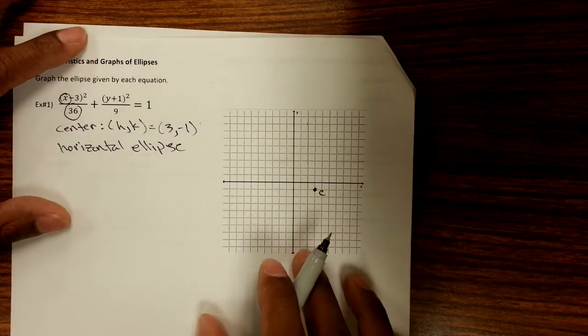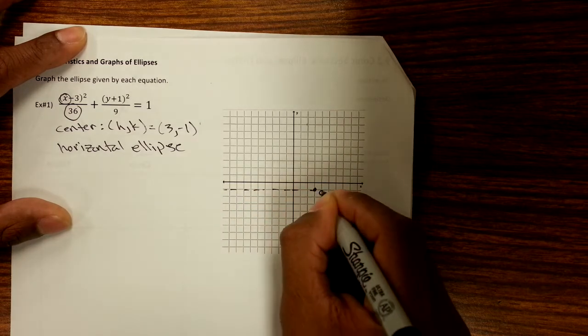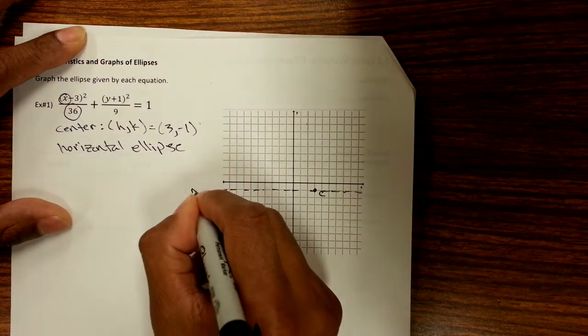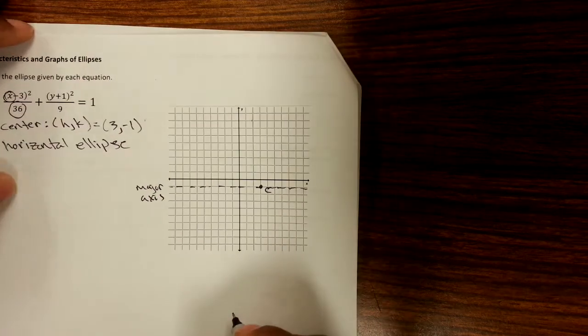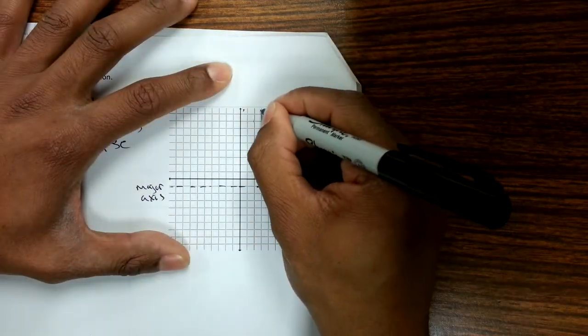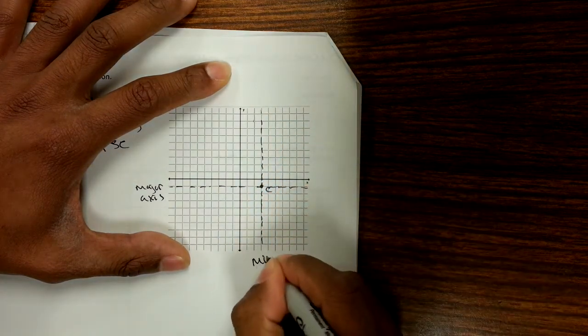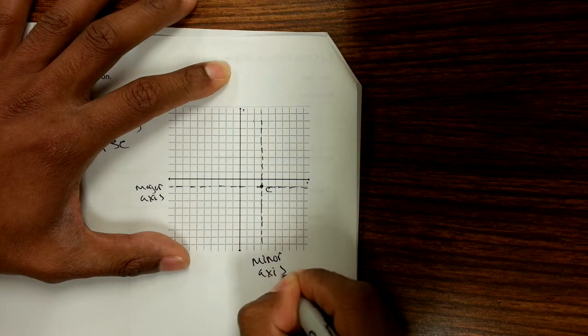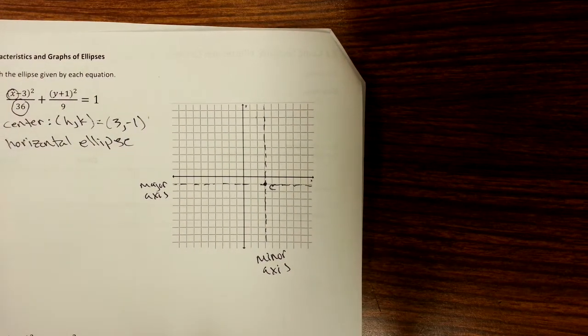So because it's a horizontal ellipse, my major axis is going to go horizontal. So here's my major axis. And my minor axis is going to go vertical. So here is my minor axis. Now from there, we're going to need to get a couple points to graph the ellipse.